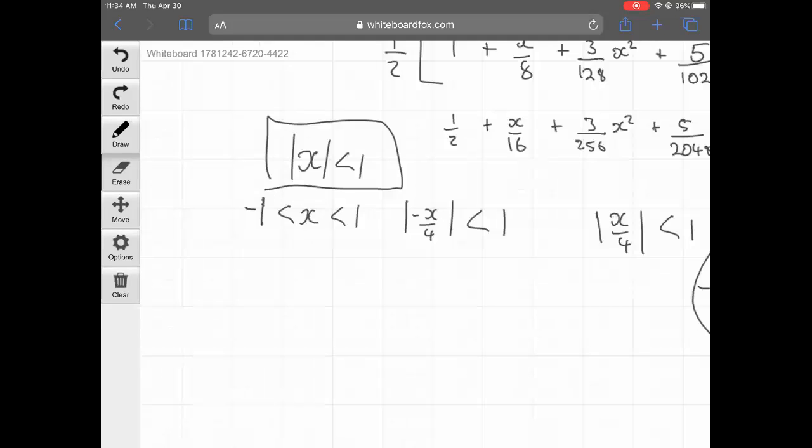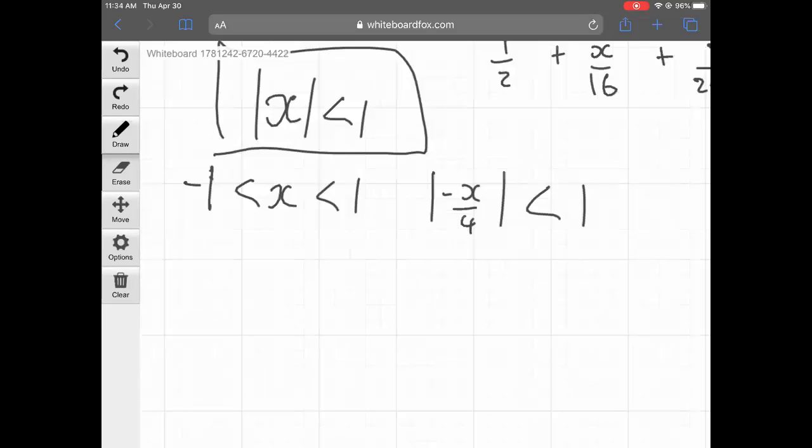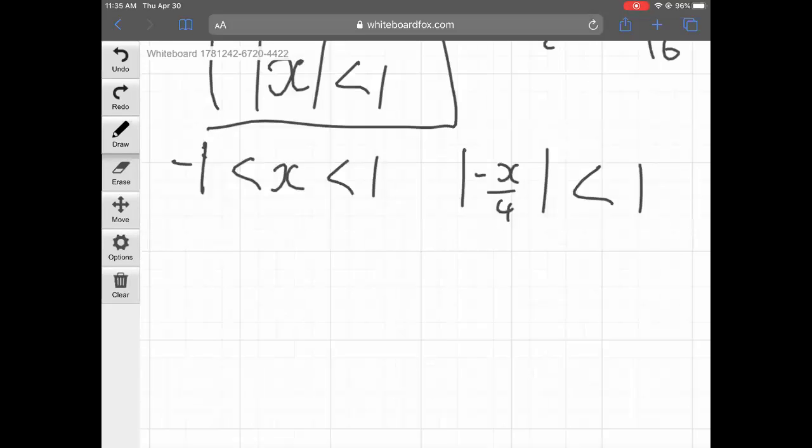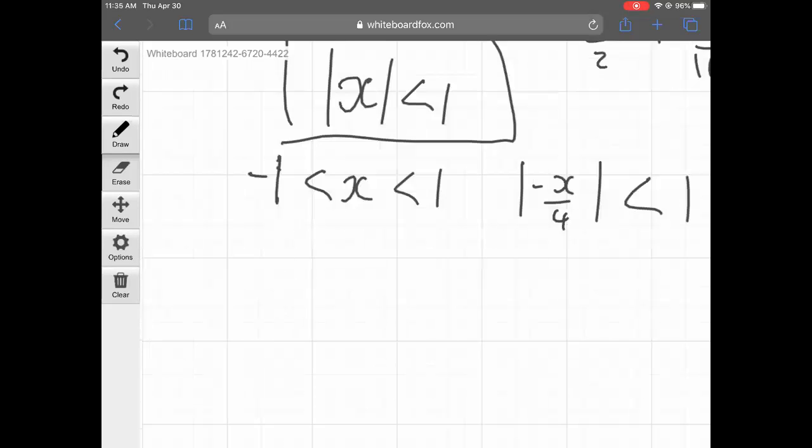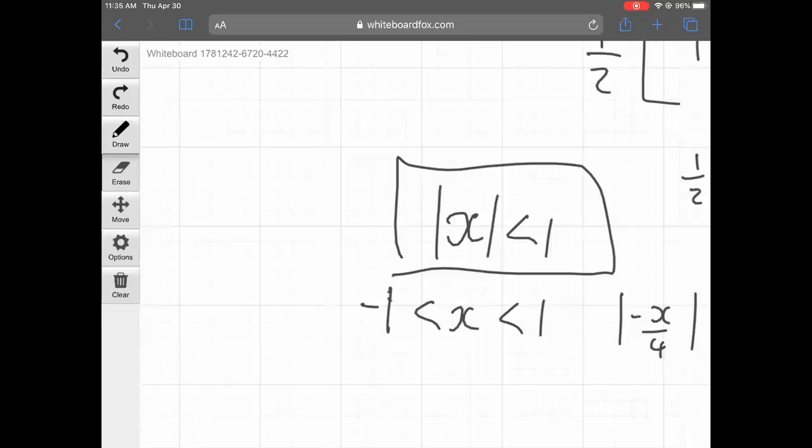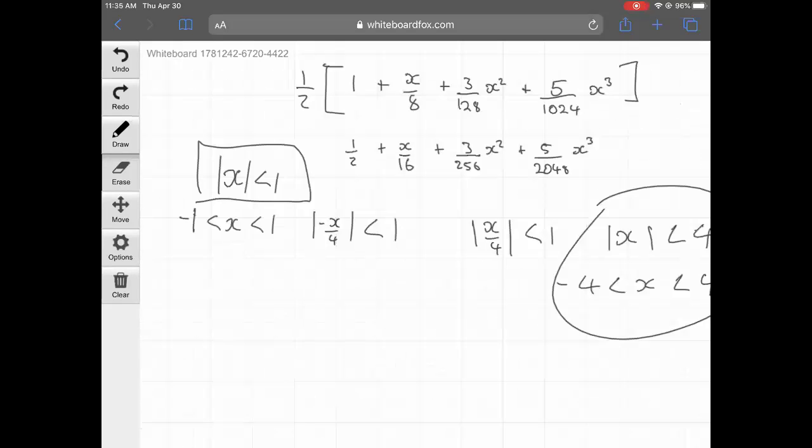So these two statements are the same, right? x is between minus 1 and 1, and mod x is less than 1. Those two have to be the same. Okay.